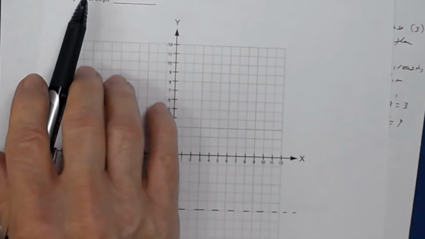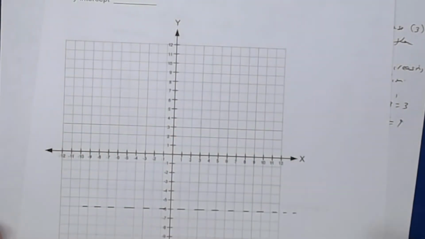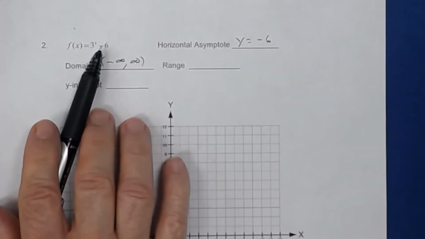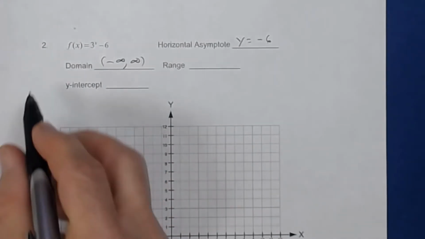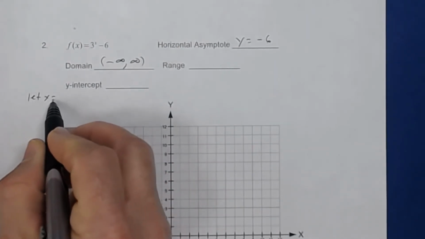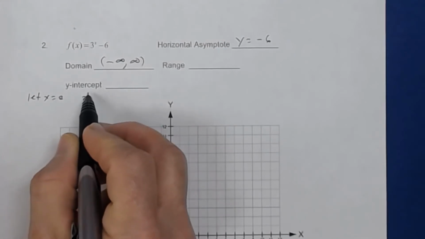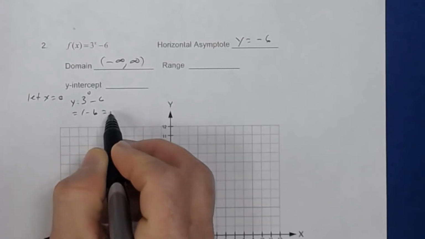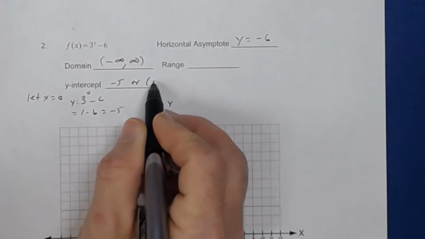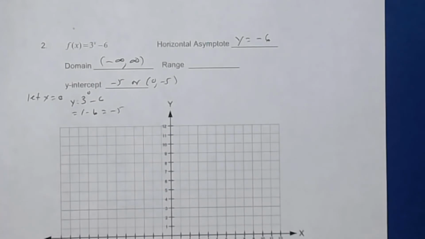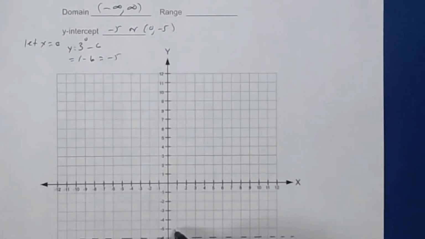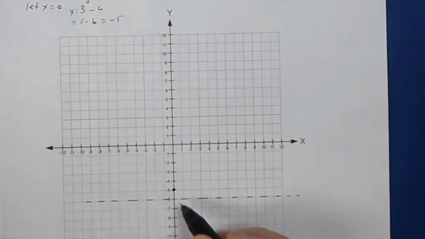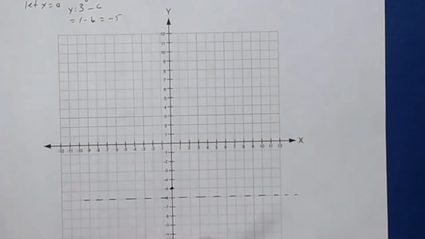Now, let's go ahead and find, remember, since the domain is all real numbers, all exponential functions will have a y-intercept. So let's go ahead and find it. To find the y-intercept, you let x be 0. And so y equals 3 to the 0 minus 6. So that's 1 minus 6, which is negative 5. All right, so there's my y-intercept. So that means the graph is going to cross the y-axis at negative 5 right here. So now I know that the graph's going to be above the horizontal asymptote.